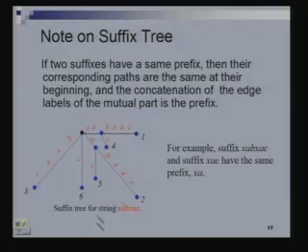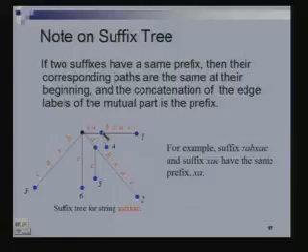Now this is the key thing which we are using in pattern matching. So if I have 2 suffixes XAB, XAC, and they have the same prefix XA, then their corresponding paths are the same at the beginning, and that part is just the concatenation of the edge labels of the mutual part. So XAB, XAC, इनका कॉमन पार्ट XA है, तो वो यहाँ पे इस तरह से आएगा. Yeah? This is going to be crucial in a short while.